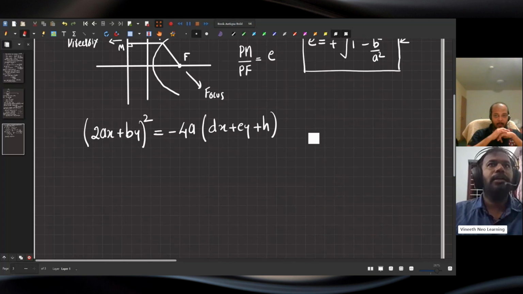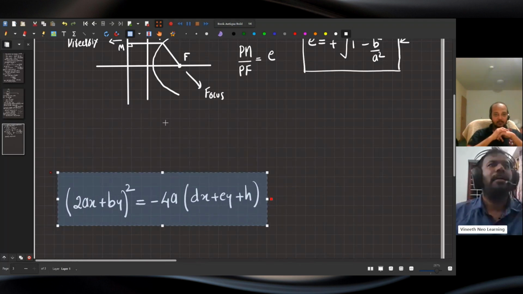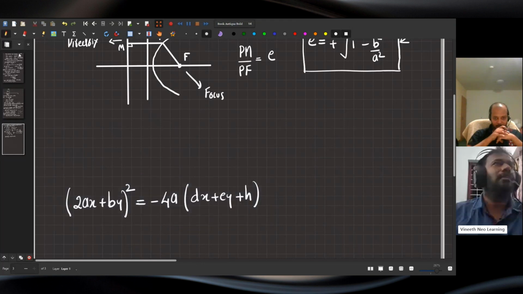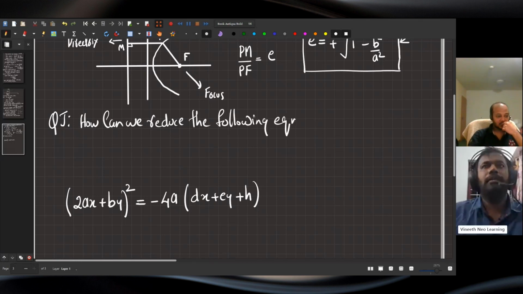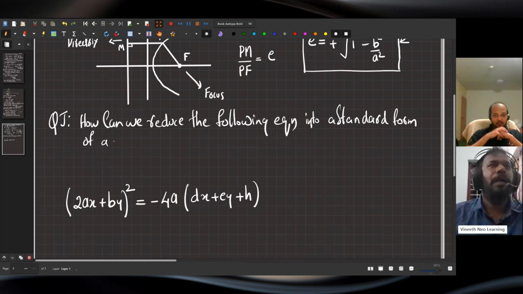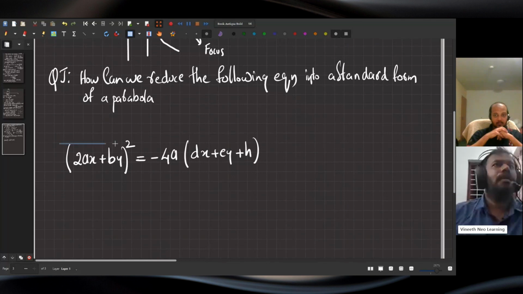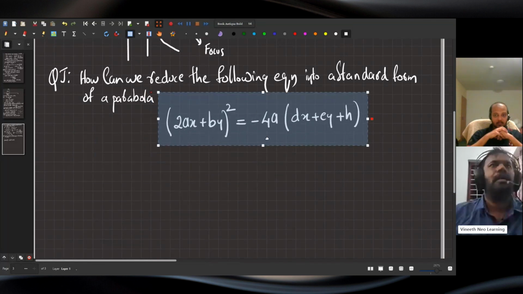Joe's second question: how can we reduce the following equation, meaning this equation, into the standard form of a parabola?